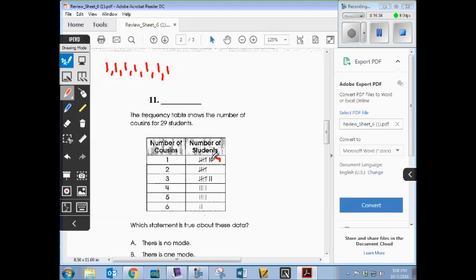7 ones, because there's 7 tallies, right? And then I said, how many of you have 2 cousins? And then 5 people raised their hand. See where I'm getting at? 5 tallies right there. And then I said, how many have 3 cousins? And then I had 7 people raise their hand again.